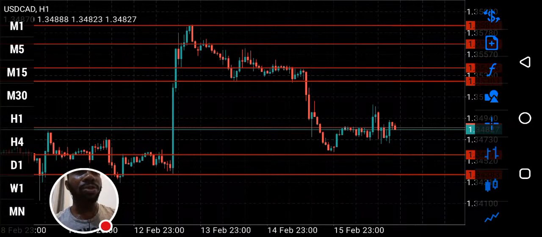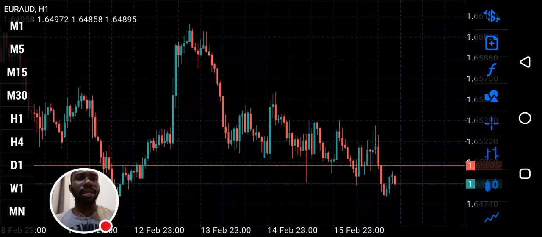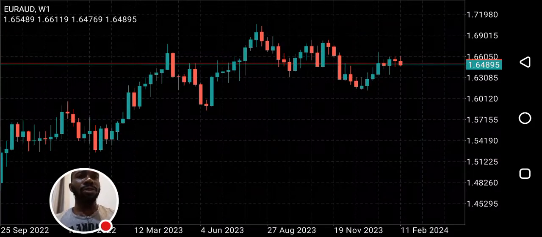We'll look at Euro Aussie and GBP Aussie next. Let's start with the weekly time frame. So you can see what we have on Euro Aussie. This is a bearish setup.